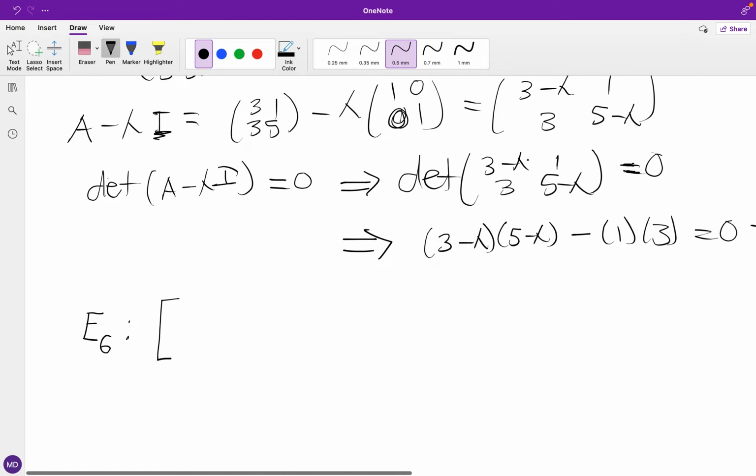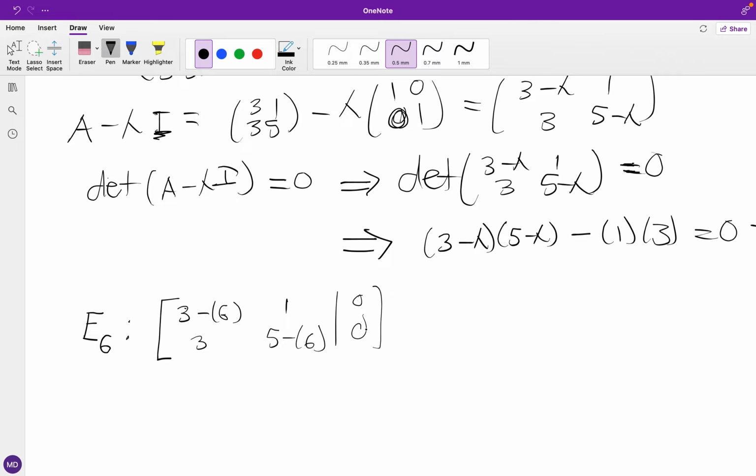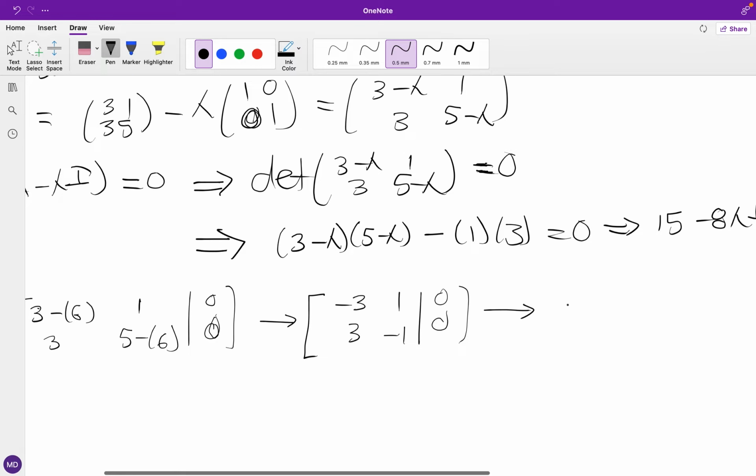So this is our A minus lambda I here. Our A minus lambda I would be 3 minus lambda, which is 6, 3, 1, and 5 minus 6. And we augment this with zeros here, which is equivalent to saying negative 3, 1, 3, and negative 1 augmented with zeros. And so we basically want to solve for this here. We end up with, just doing some row reduction here, the following.